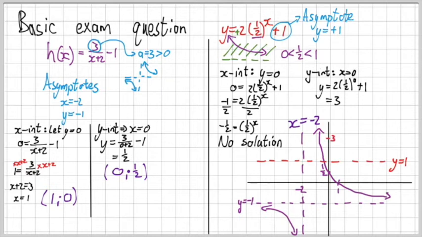Now just quickly look at this. Where does the graph lie? Above y equals 1. So can it go through the x-axis? No. It's decreasing, but it's still never going to cross y equals 1. And that's why there are no x-intercepts.